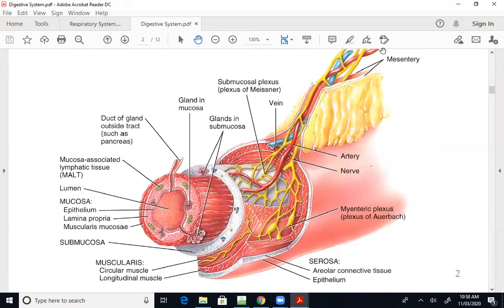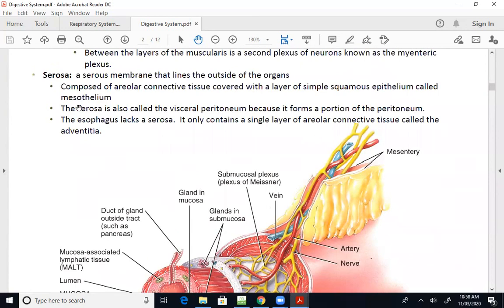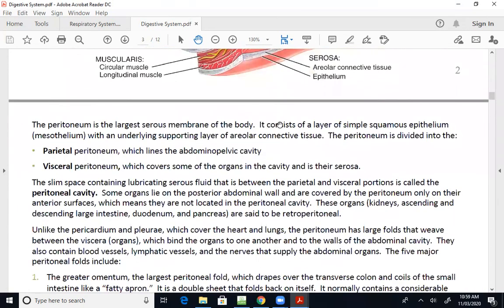Now, next time we meet, we'll talk about the mesentery and what we call the peritoneum. But we don't have time, so we'll stop here.